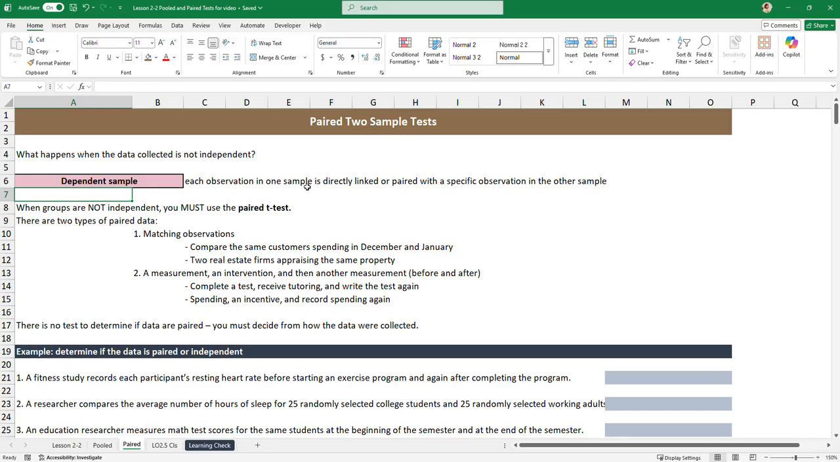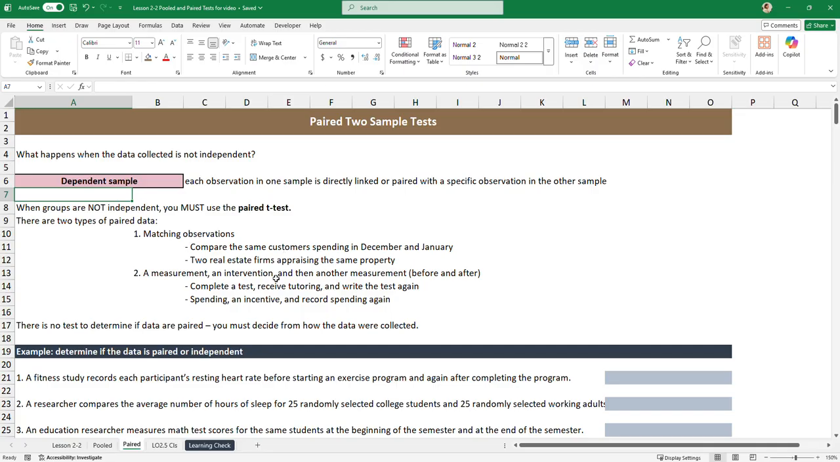Another example is maybe they look at your spending on a credit card, then they give you an incentive, like if you spend this much this month, we'll give you a free trip or $100 extra savings or something like that, and then they look at your spending again after the incentive. That would again be a before and after test where you're looking at the same person's spending, so that would also lead to paired or dependent data.